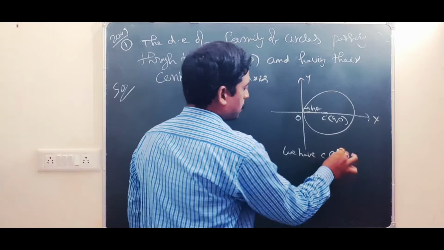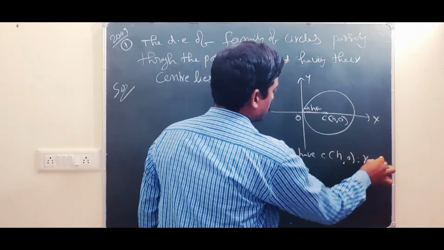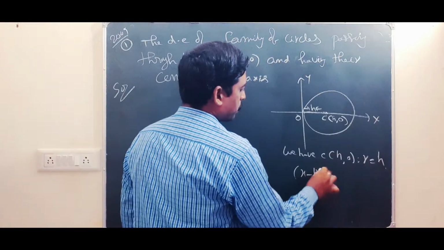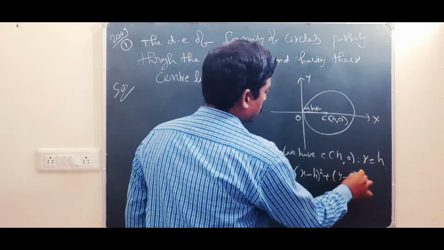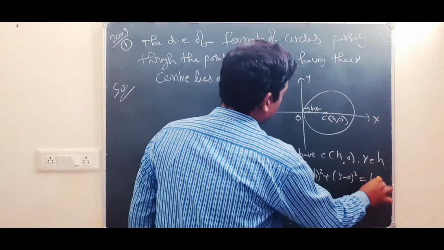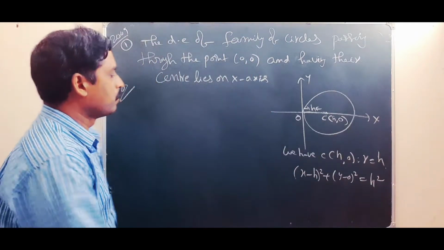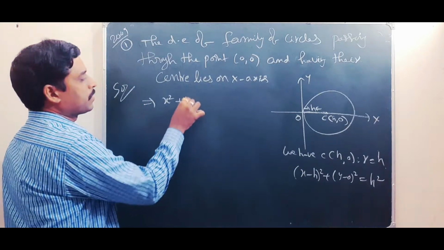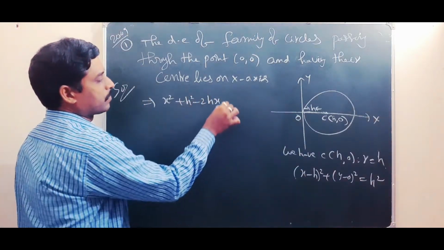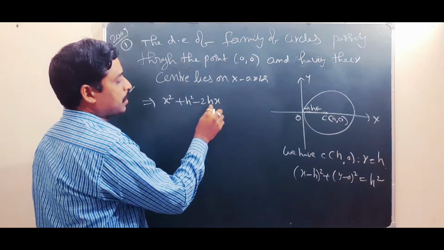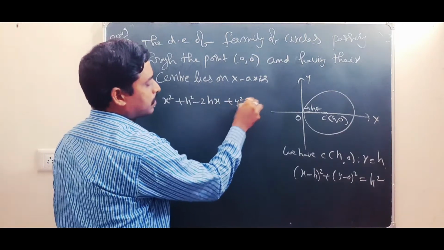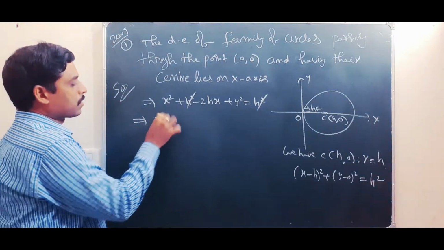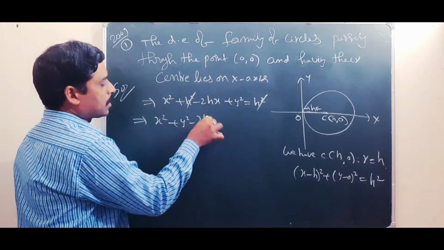We have center (h, 0), radius r is equal to h. What is the form? (x minus h) whole square plus (y minus 0) whole square is equal to r square, where r square is h square. Okay, let us simplify. (x minus h) whole square: x square plus h square minus 2hx plus y square is equal to h square. Both sides h square get cancelled. Now x square plus y square minus 2hx is equal to 0.